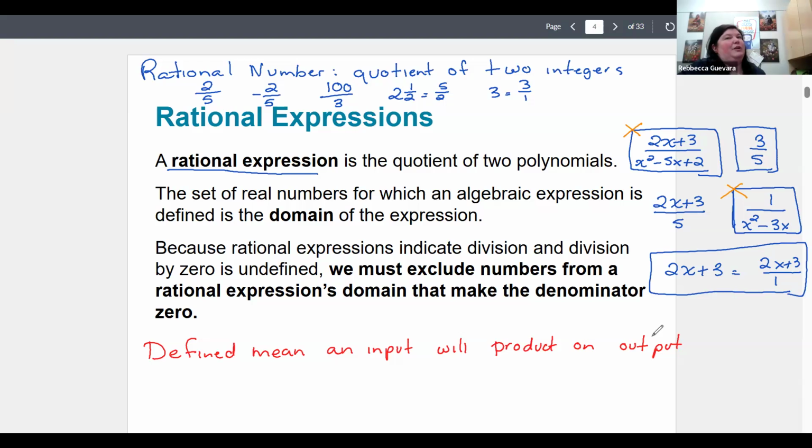So because a rational expression indicates division and division by 0 is undefined, we must exclude numbers from the rational expression's domain that make the denominator 0. So what we mean by that, so x plus 2 is defined. Because no matter what I plug in for that x, if I put 1 in there, we get something back out. If I put 0 in there, we still get a number back out. There's not really anything I can replace that x with that I'm not going to get an output of some sort.